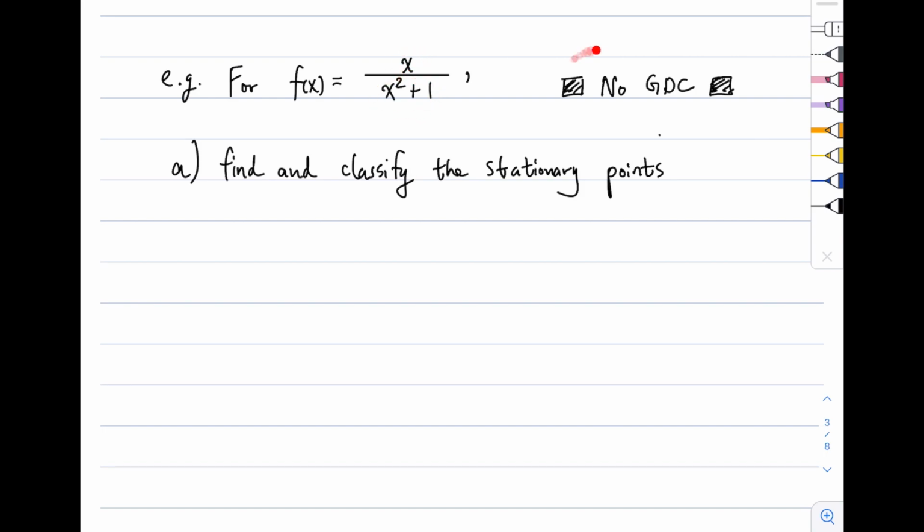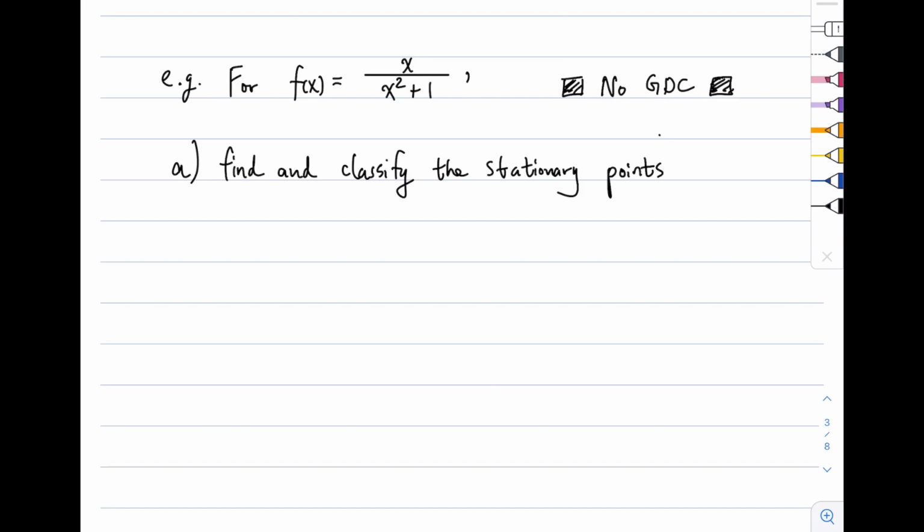And I'm asking that you don't use a GDC for this. What we're going to be doing is, number 1, finding and classifying the stationary points. When it says classify, what it means here is tell me if the stationary point is a local max, local min, or stationary point of inflection.